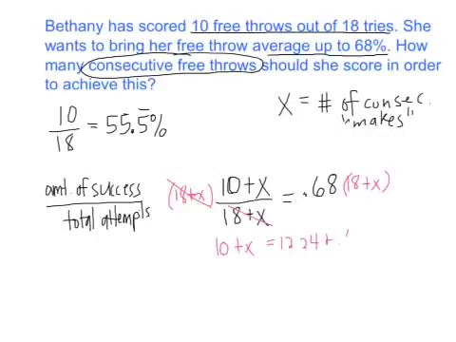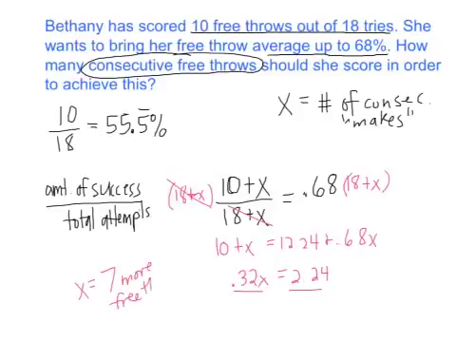plus 0.68x. And if I get x to one side of the equation and my constants to the other side of the equation, I will be left with 0.32x equals 2.24. Final step of division, if you divide by 0.32, we find that x equals 7. 7 more free throws that she will need to make in order to increase her average to 68%.